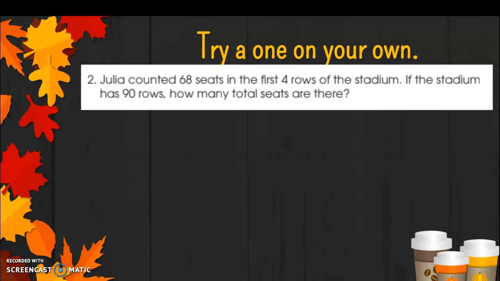Once you have completed this problem, there is a DOL for you, which consists of 3 problems, and that will be assigned through Google Classroom.